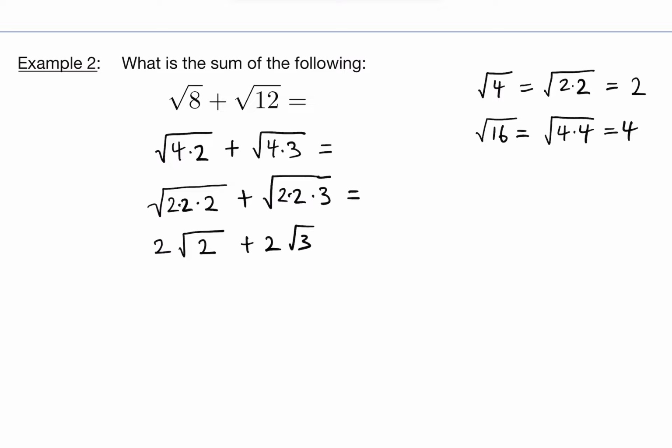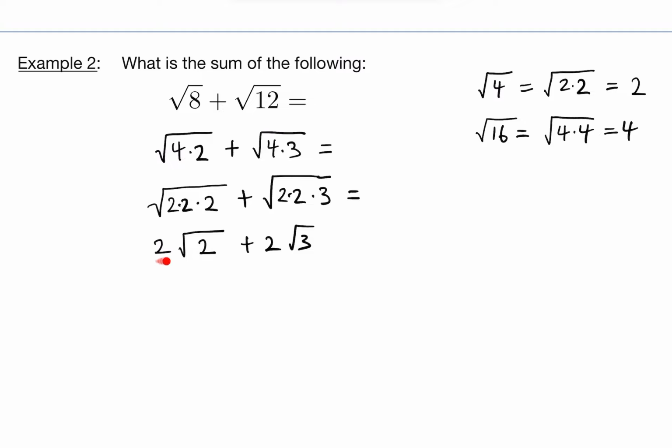Now we cannot combine these two terms because this is like saying 2 apples and 2 oranges. You can't combine those. If the numbers underneath the radical signs were the same, then we could combine those terms.